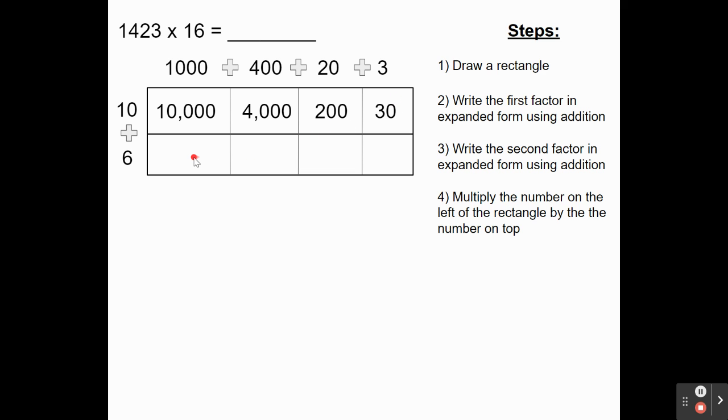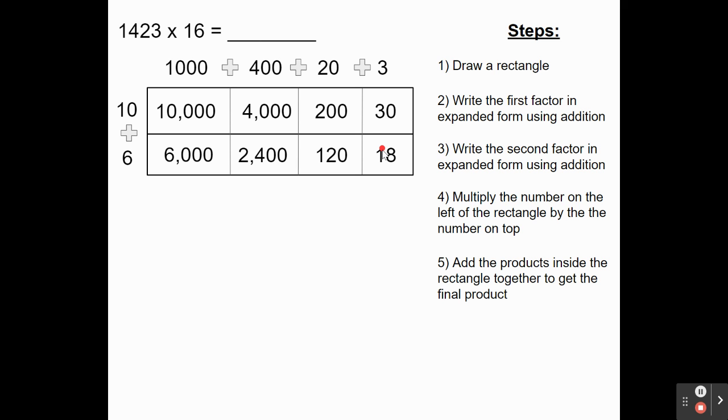Now for the bottom row of rectangles, we have 6 times 1,000 all the way at the top. 6 times 1,000 is 6,000. Then we do 6 times 400, which is 2,400. Now we're going to multiply 6 times 20, which is 120. And lastly, we're going to multiply 6 times 3, which is 18.